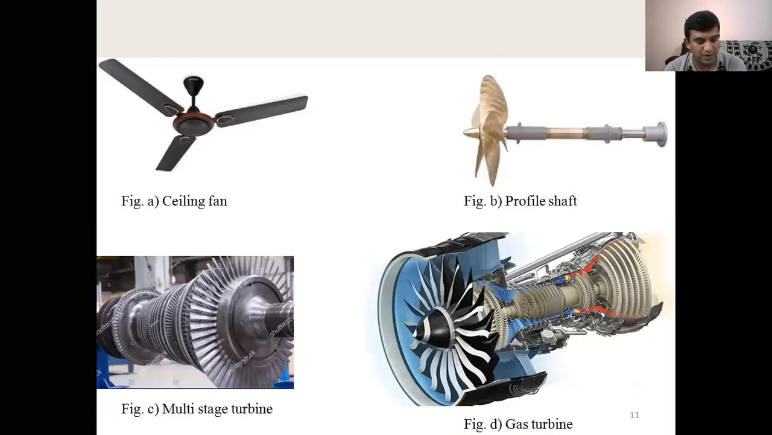Now figure number A, ceiling fan. Now it will come under which case? There are four different cases in balancing of rotating masses, right? And out of which, the ceiling fan will come under which case?